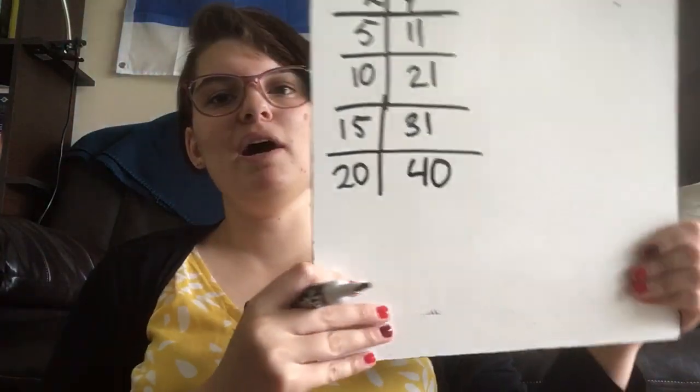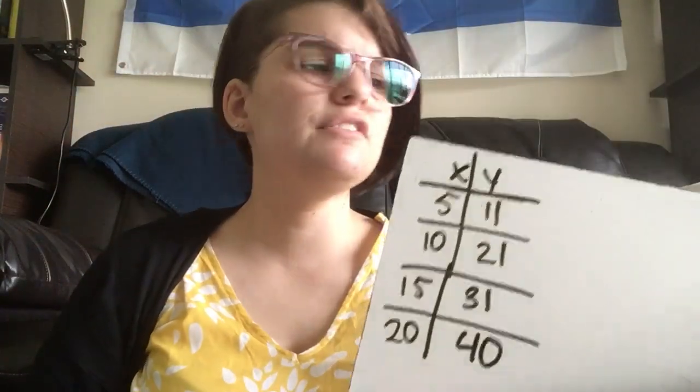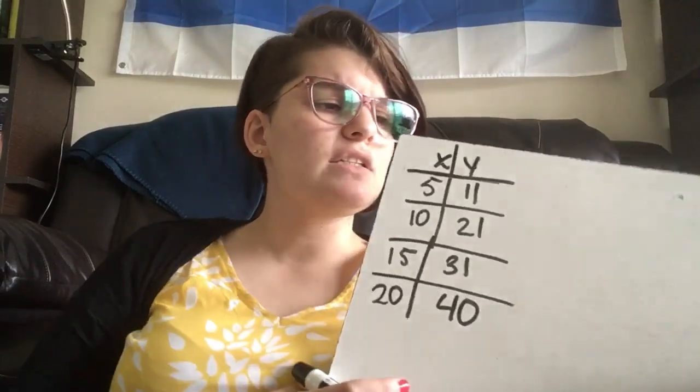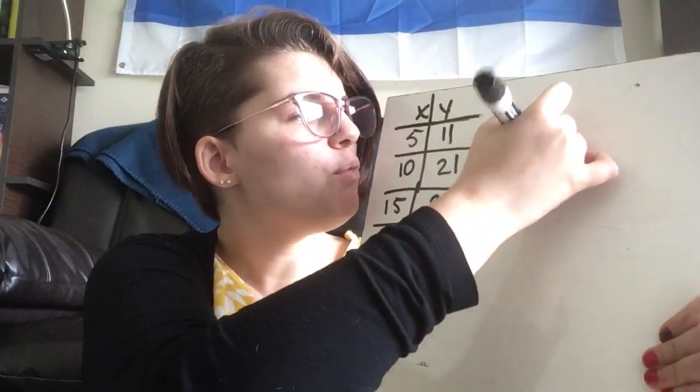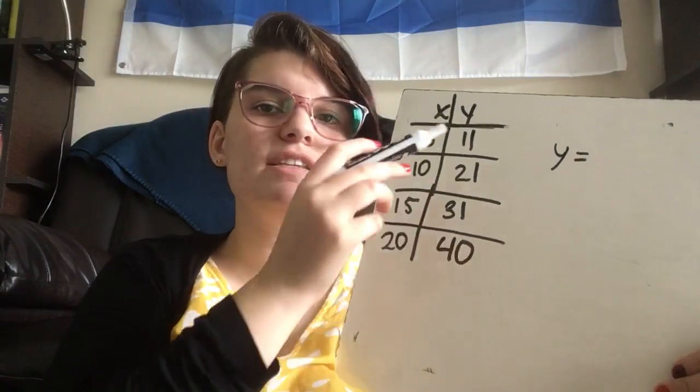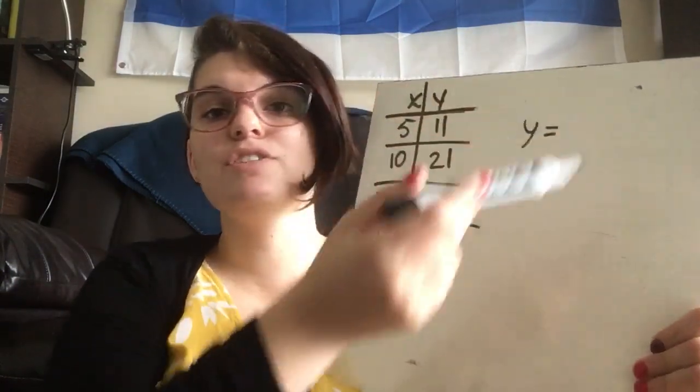Number 8, we have to find out what the function is for these ones. Okay? So let's see, we have our x, we have our y. We have 5, 11, 10, 21, 15, 31, and 20, 41. Okay, I didn't put the boxes all around it, sorry. But what you have to do is find out what it means. So y will always be y equals something to do with x.